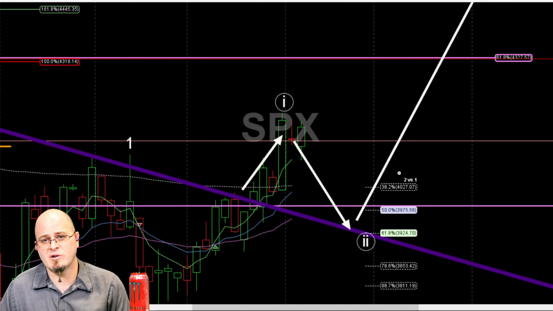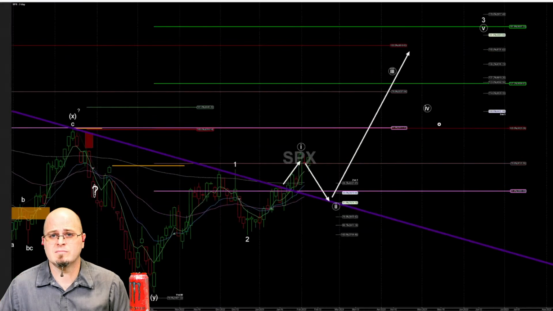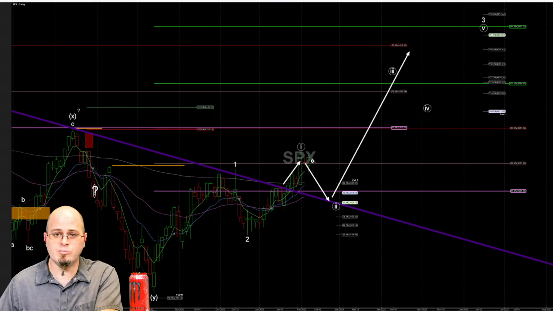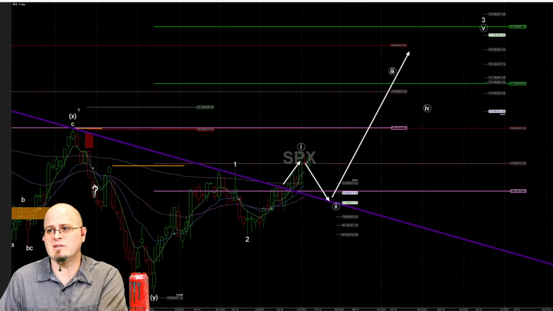But I do expect we're going to do some sort of retrace, maybe or maybe not back to the purple line. It looks best back to the purple line, but it doesn't have to come back. We can just push higher right now and then pull back and then keep on going. So keep in mind that we could go lower, but we don't have to. If this thing is going full bull and freaking people out with FOMO and panic, we can just keep running higher. So keep that in mind.